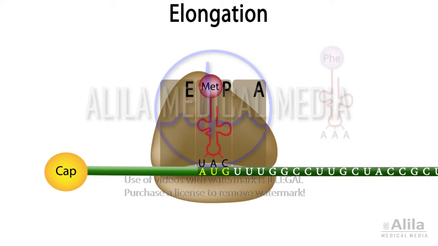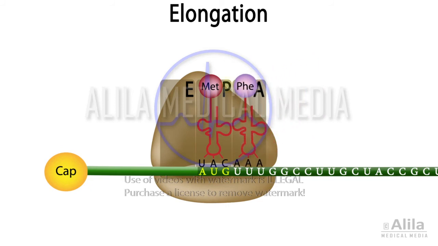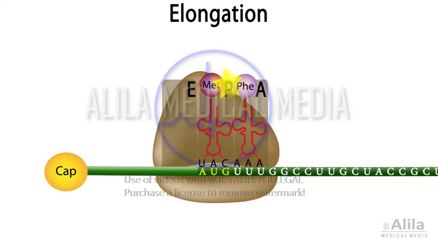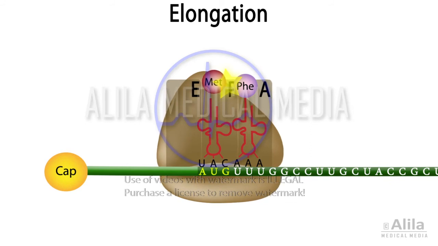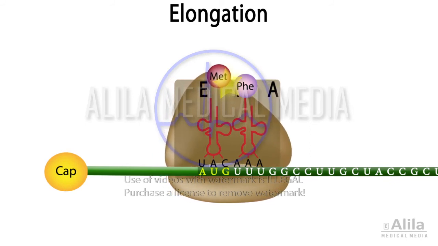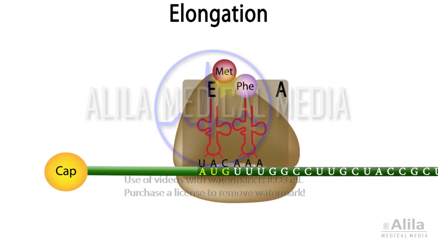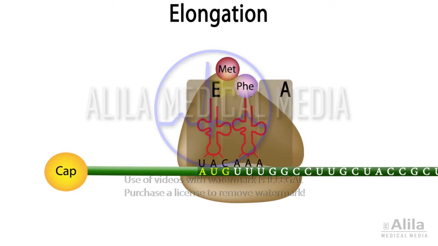When the right aminoacyl tRNA enters the A site, a peptide bond is made between the 2 now adjacent amino acids. As the peptide bond is formed, the tRNA in the P site releases the amino acids onto the tRNA in the A site and becomes empty. At the same time, the ribosome moves 1 triplet forward on the mRNA.